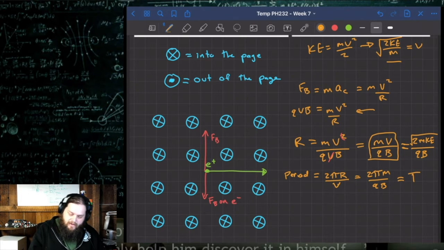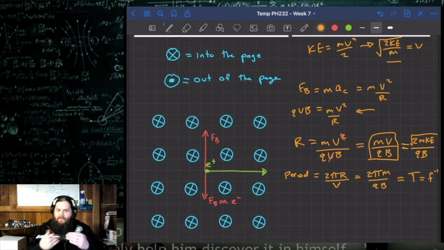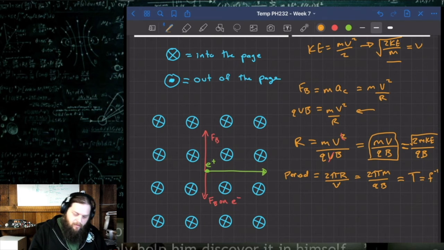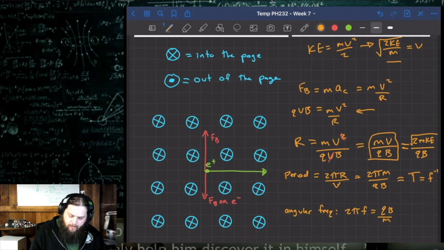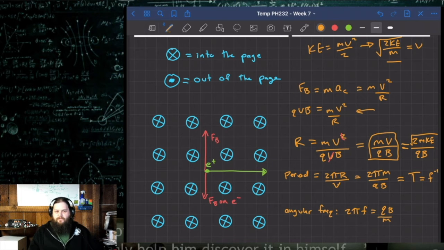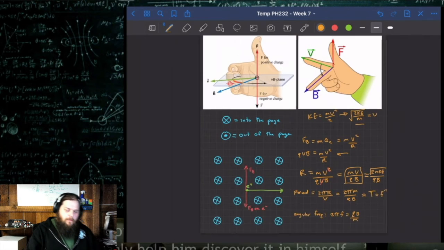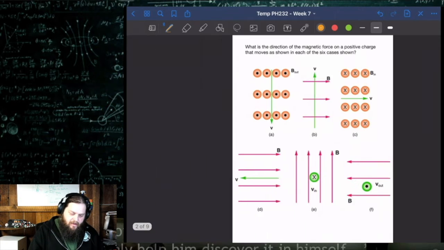The frequency is going to be the inverse of that. So 1 over T is the frequency, and therefore we can find angular frequency, which is just going to equal 2 pi times frequency, which would just be equal to qB over m. So that's the angular frequency of it. We can use some of these relationships now and solve a few problems.